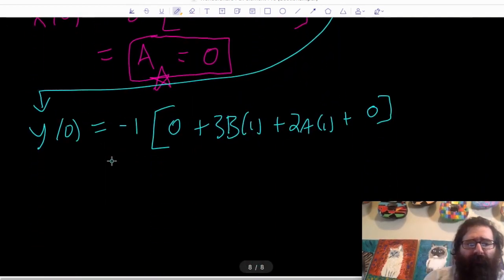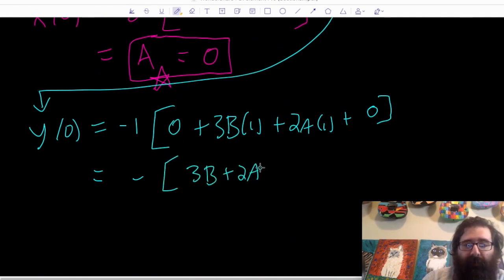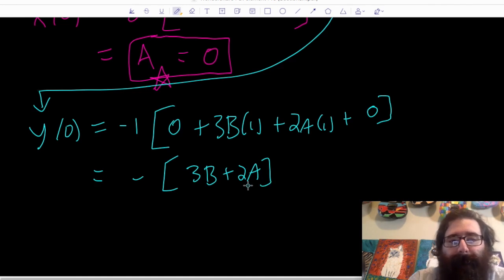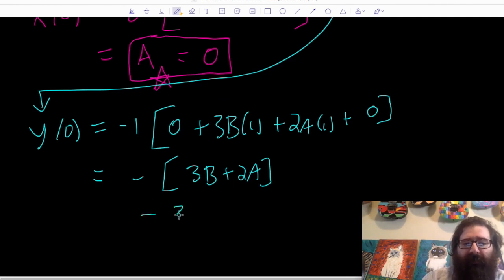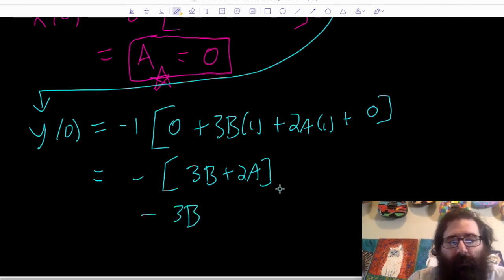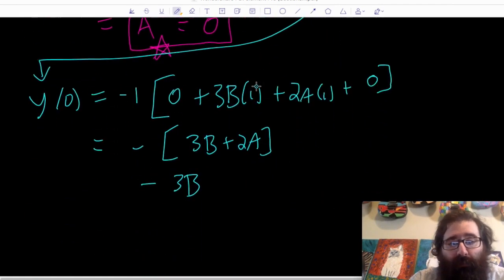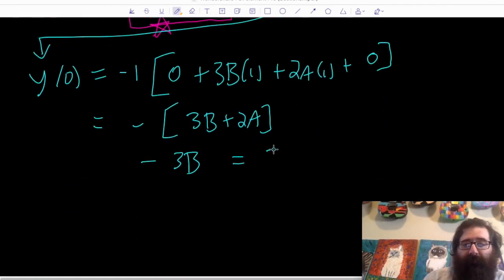So what do I get from all of this? Well, I have negative, in parentheses, 3b plus 2a. What do I know? I know that a is 0. So if a is 0, then that second term is gone. So I just have negative 3b. And we said y at 0 is equal to 3 was the initial value. So negative 3b equals 3. If I divide both sides by negative 3, that means b is equal to negative 1.